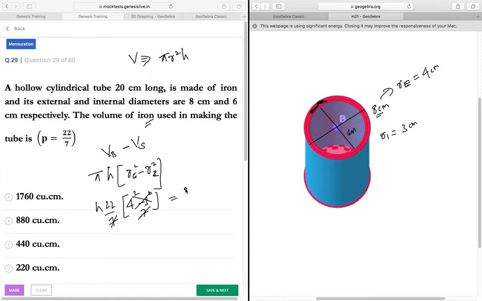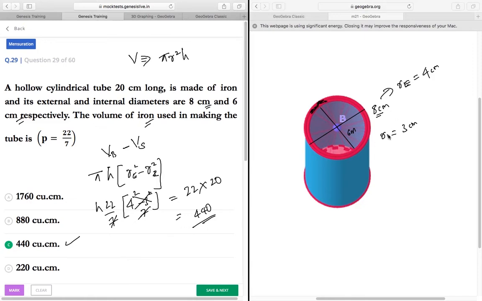So you have overall 22h, or 22 into height, which is 20 centimeters. So your unit will be in terms of cubic centimeters. That's something you need to take care of if the units are in different overall measurements, but here everything is in centimeters, nothing to worry. So 22 into 2 is 44. So your answer is 440 cubic centimeters.